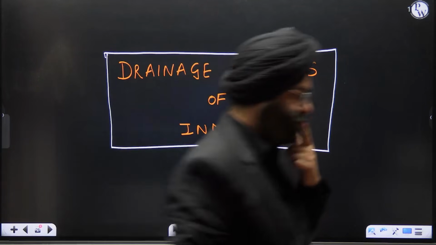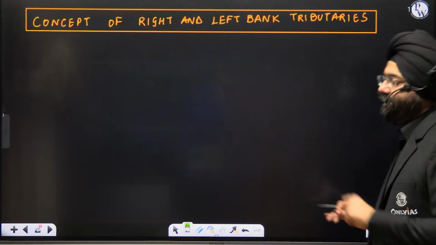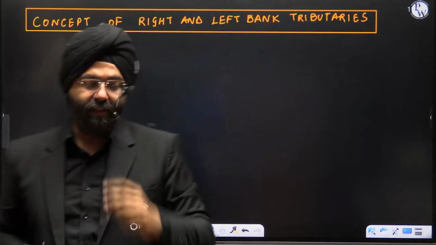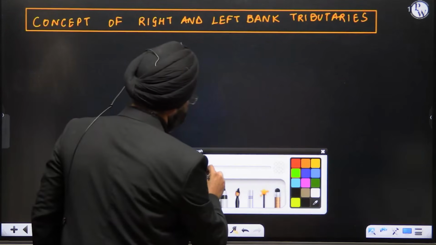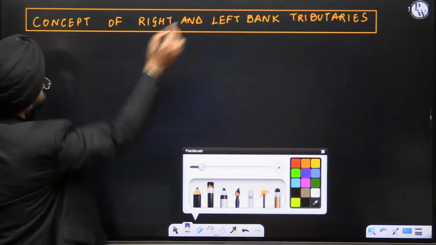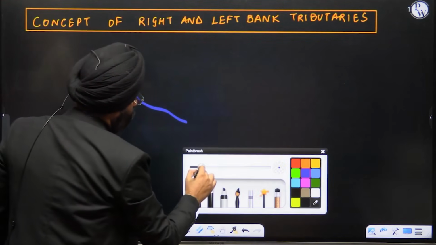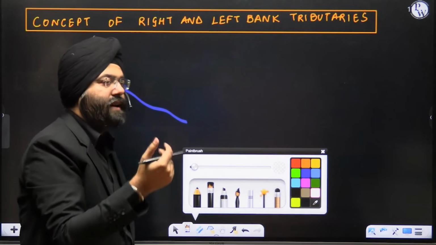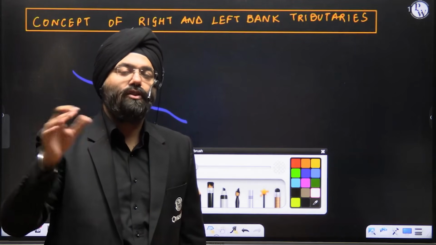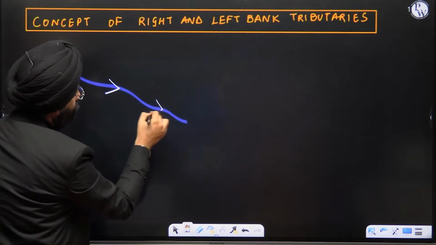Yeah, let's begin. When I talk about the drainage system in India, we need to understand certain things with respect to the concept of right and left bank tributaries before I begin. See here, supposing there is a river. Supposing this is a river. Clear? Now, for me to understand what are the right bank tributaries and what are the left bank tributaries, I need to be very clear in which direction the main river is flowing. Let us assume this river is flowing in this particular direction.